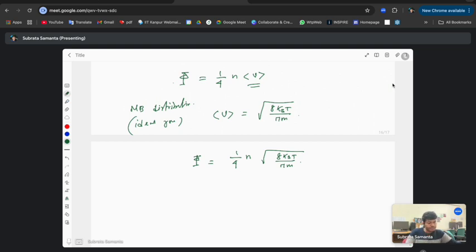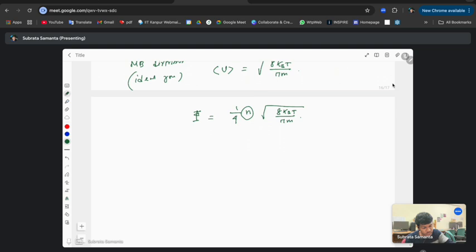Okay, so now what is n? n is the number density, right? You know how the number density n is related to the pressure: pressure P equals n kBT. From this, the value of n is basically P over kBT. So this is the ideal gas law.